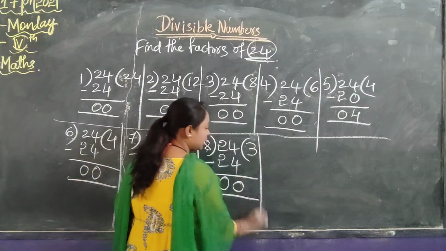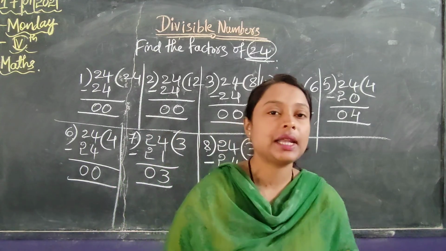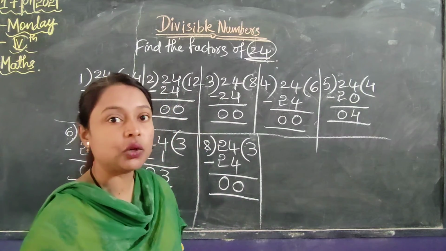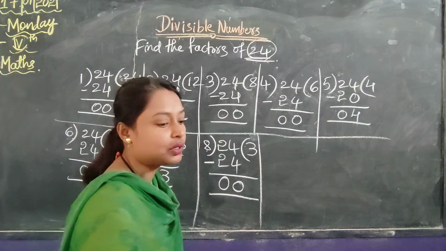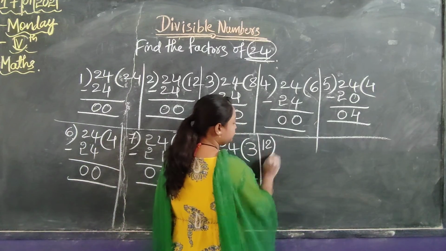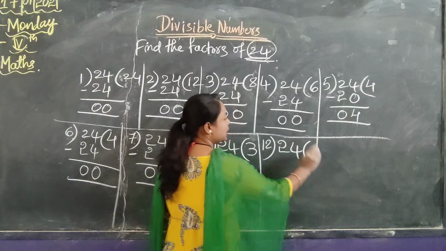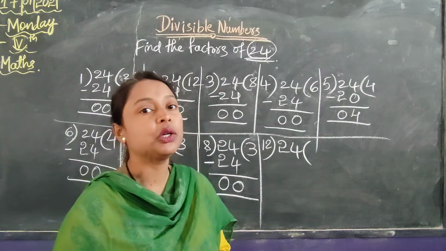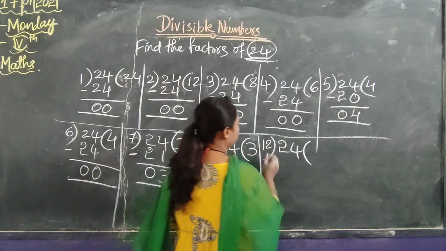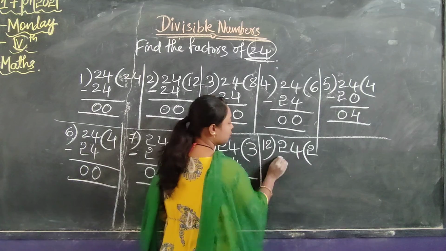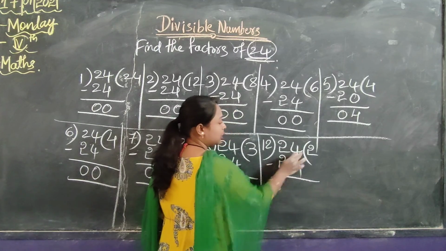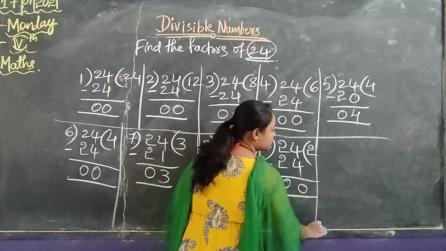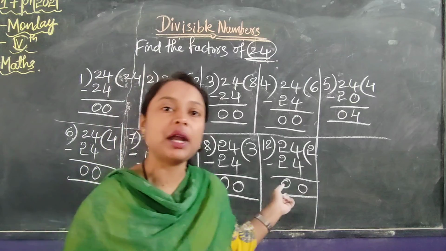Now comes the next one. After the 8 table, directly 9 ones are not there, so directly we will take 12 ones up. We will skip 10 and 11 and take 12. Is there 24 in the 12 table? 12 ones are 12, 12 twos are 24. 4 minus 4, 0. 2 minus 2, 0. Answer is 0. That's why 24 is divisible by 12 also.